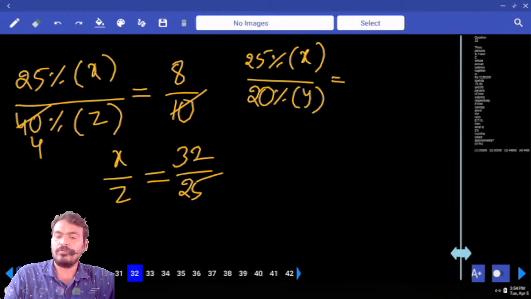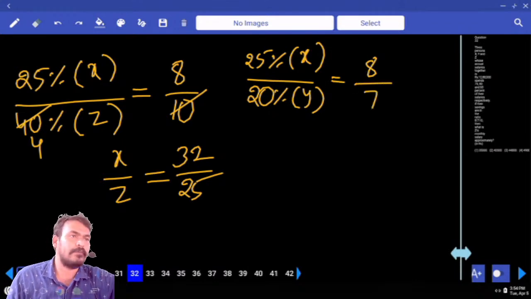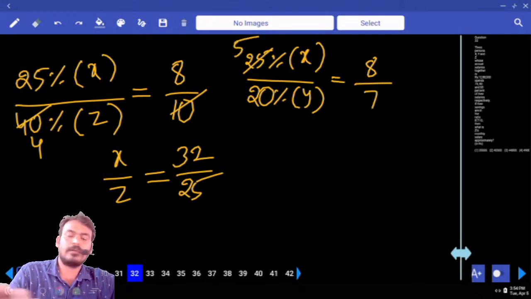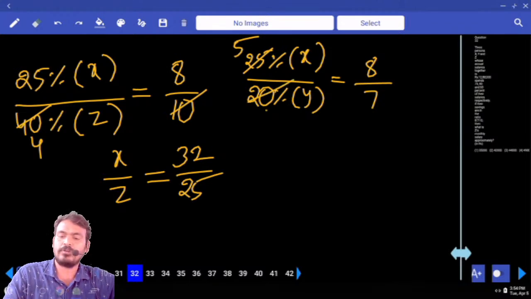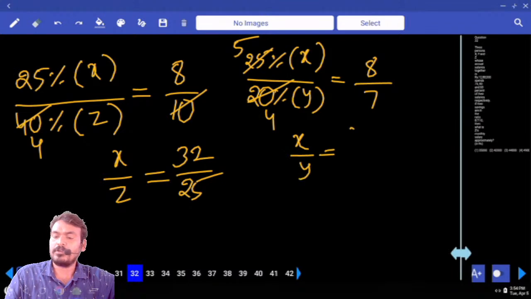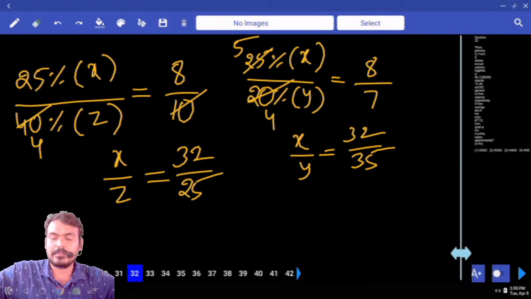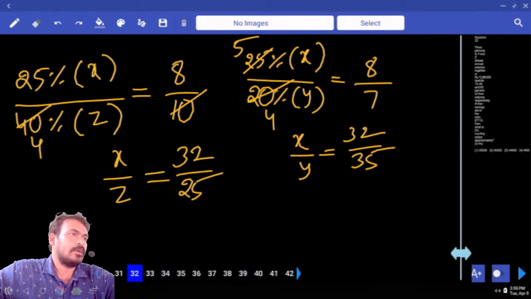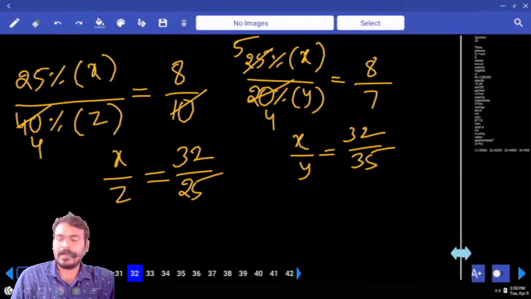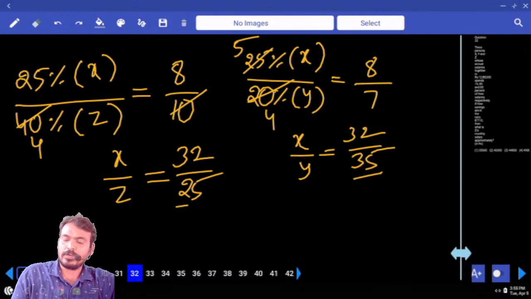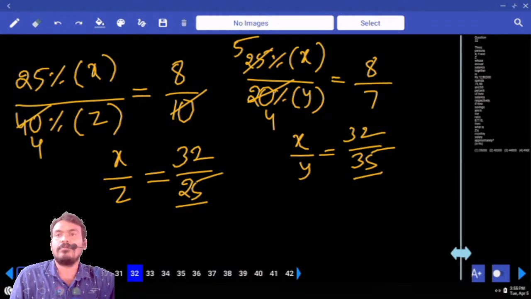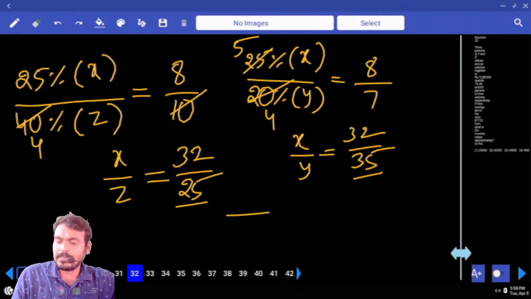It is equal to what ratio? 8/7. 5 how many times 25? 5 times. 5 how many times 20? 4 times. Then X by Y equals 32/35. X represents how many parts? 32 parts. Y represents 35. Z represents 25 parts. Total how many parts? 35 plus 25 is 60, plus 32, 92 parts. What is the 92 parts value?